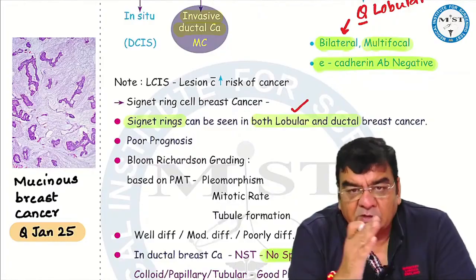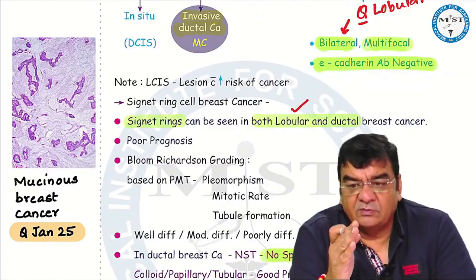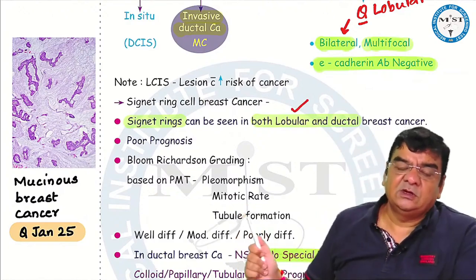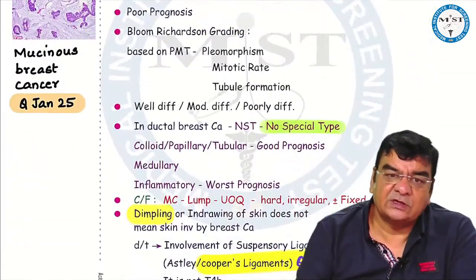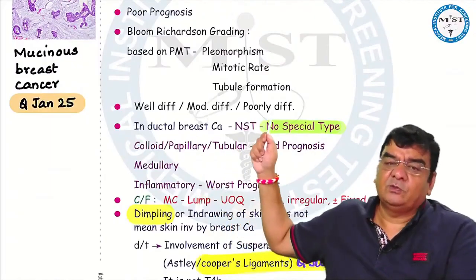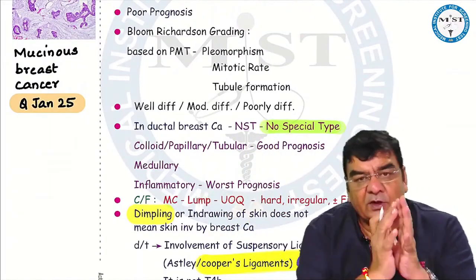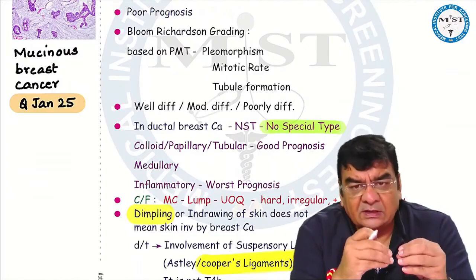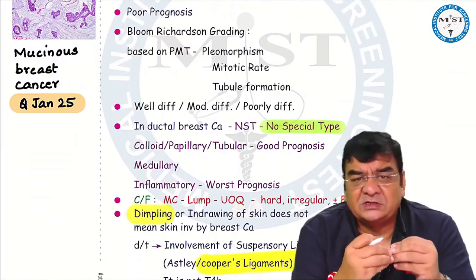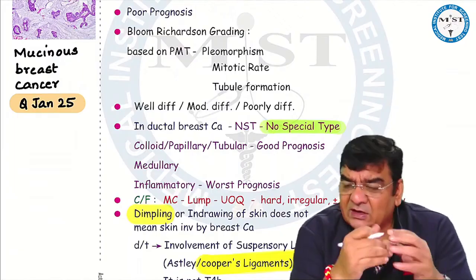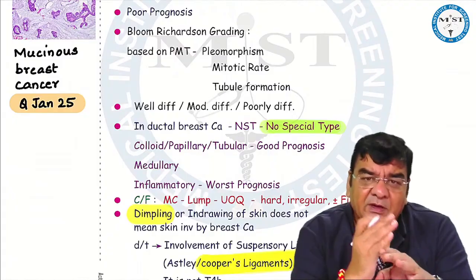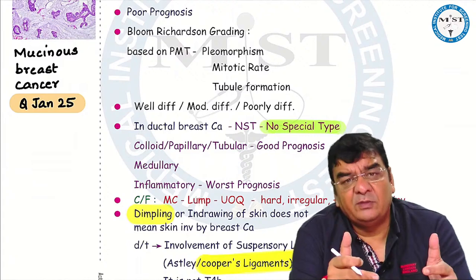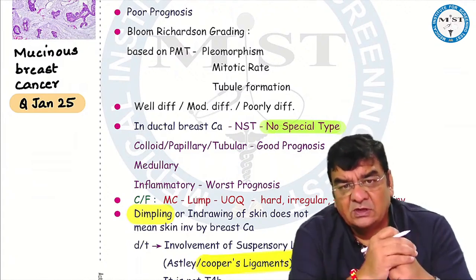We can do Bloom-Richardson grading for breast cancers based on PMT, that is pleomorphism, mitotic count, and tubule formation, through which we can classify the breast cancer as well differentiated, moderately differentiated, or poorly differentiated. If we look at ductal breast cancers, nowadays they say that there is no special type of ductal breast cancer. It can grow in any form. It can be colloid, papillary, tubular, which have better prognosis. It can be medullary, or it can be inflammatory. Inflammatory has the worst prognosis.